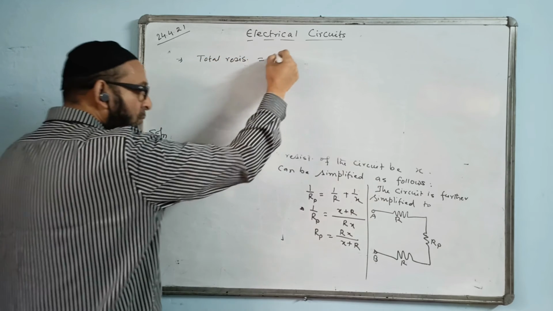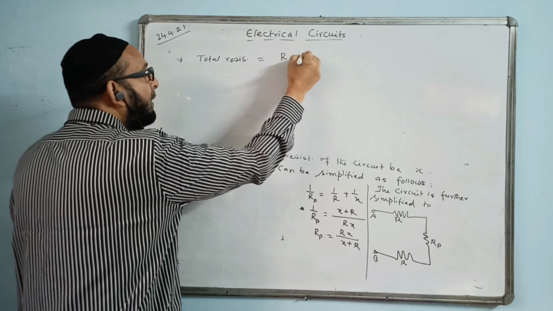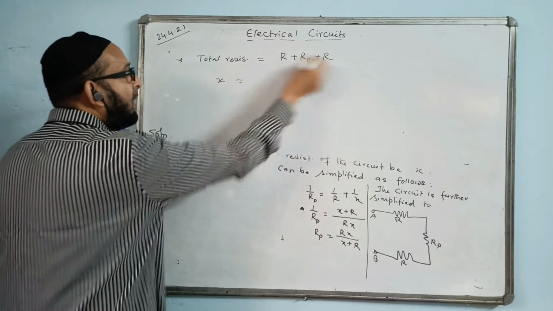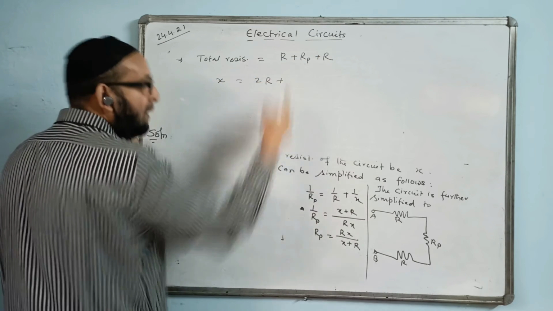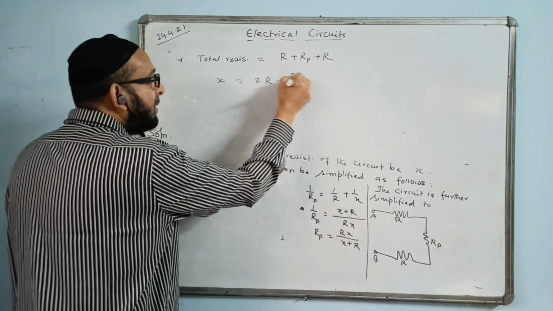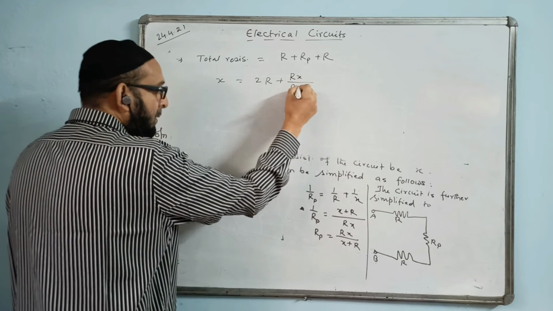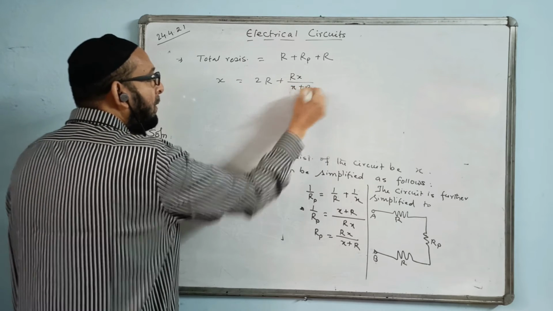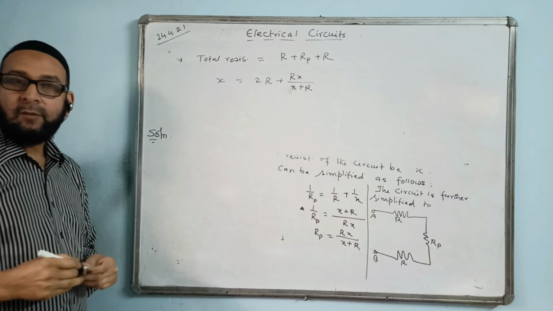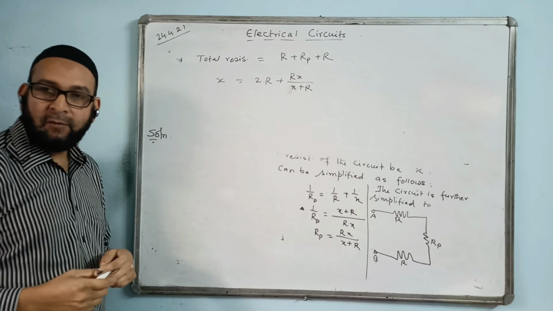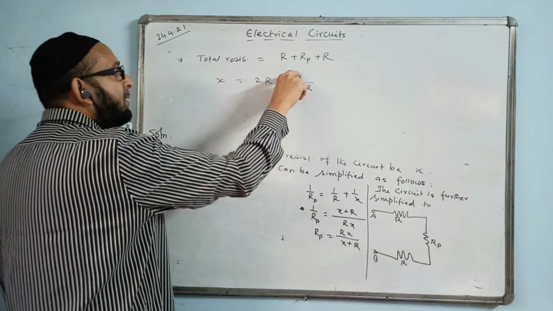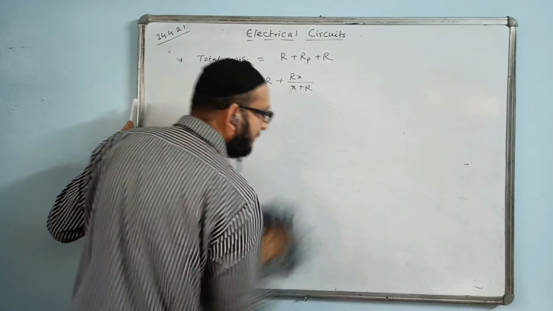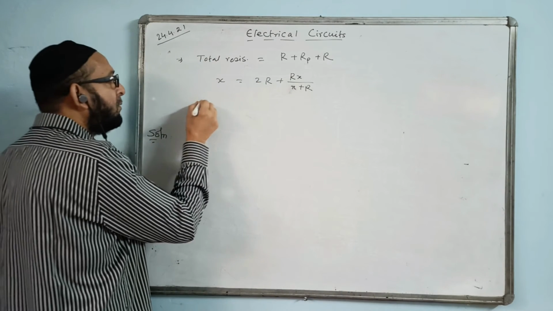Total resistance is equal to R plus RP plus R. I have taken the total resistance as X. R plus R becomes 2R, and I put in the value of RP. The value of RP is Rx by R plus x. Now from here we have to solve the equation and find the value of X. We can bring this one to one side and do it. Afterwards, I think you know the method of what you have to do.